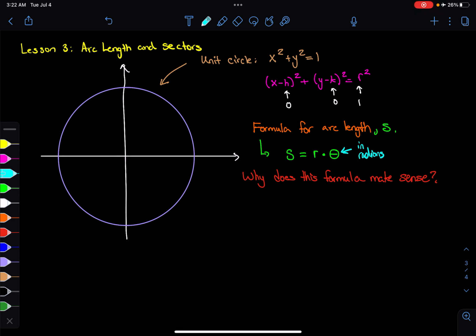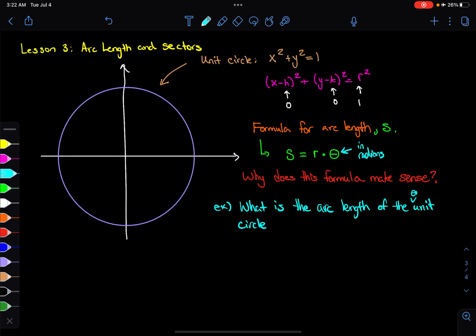Well, let's do an example, right? So by example, this should make it abundantly clear. What is the arc length of an entire circle? Well, I'll just say of the entire unit circle. We'll keep it simple. Of the unit circle. The entire unit circle.